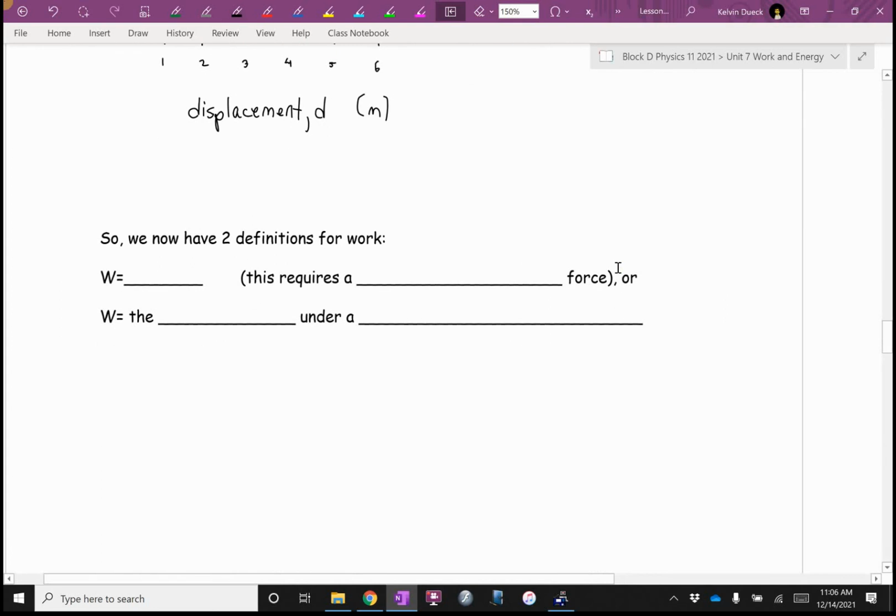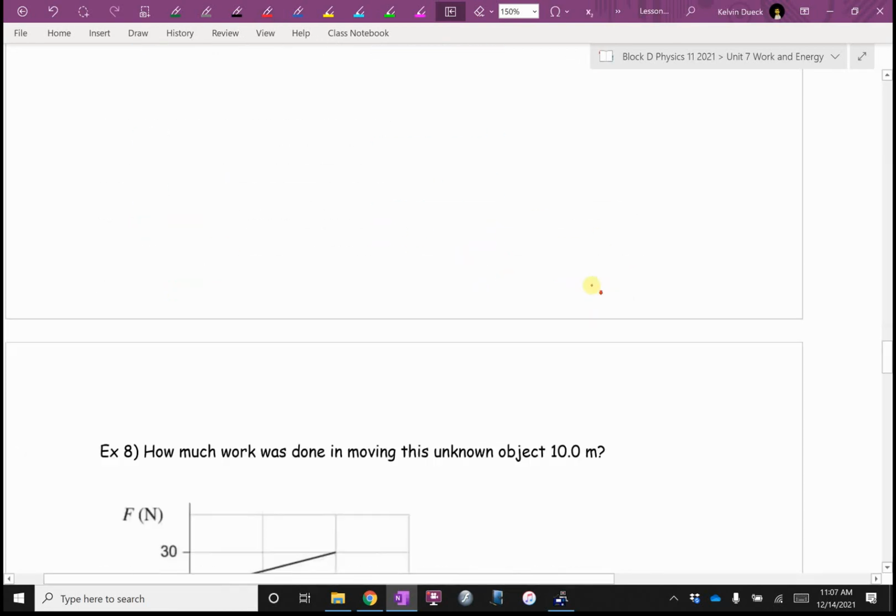So we have 2 definitions for work. Work equals force times distance. This requires a constant force. Work is also the area under a force versus distance graph. How will you know to use that one? The question will give you a word that starts with the letter G. Graph. Force versus distance. Next page.